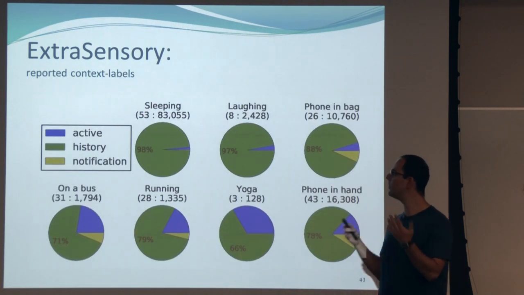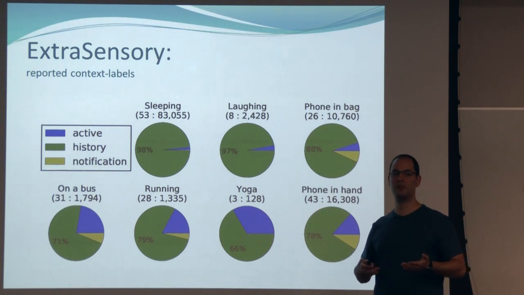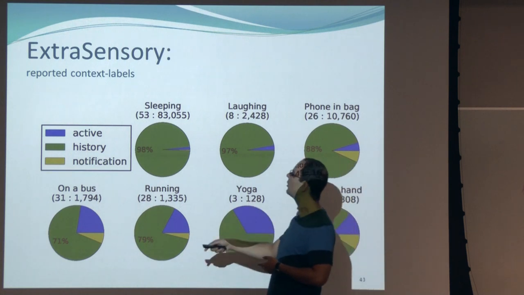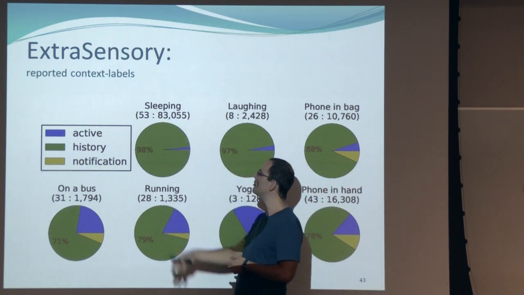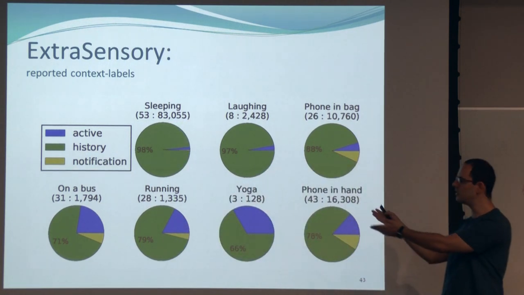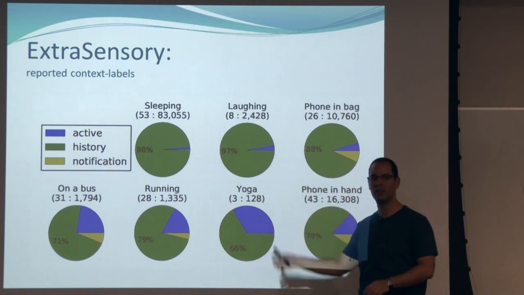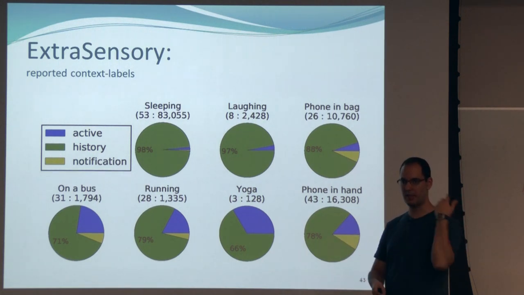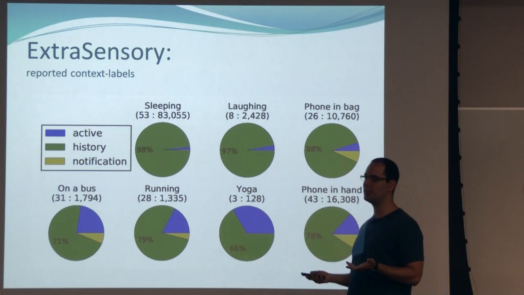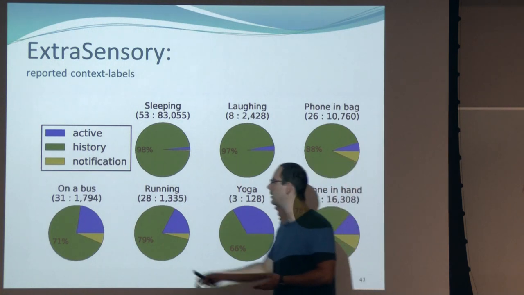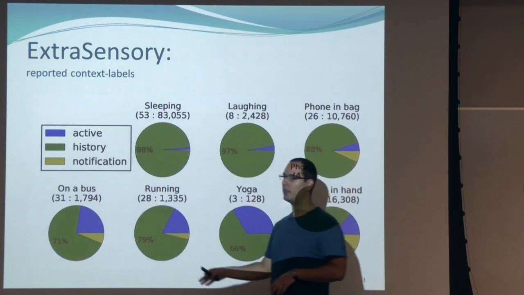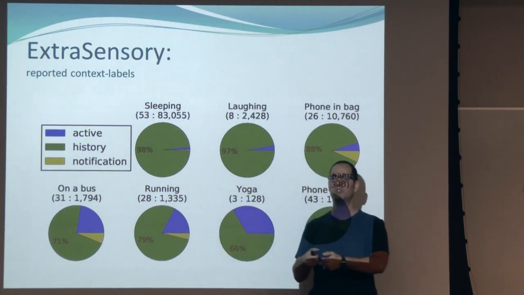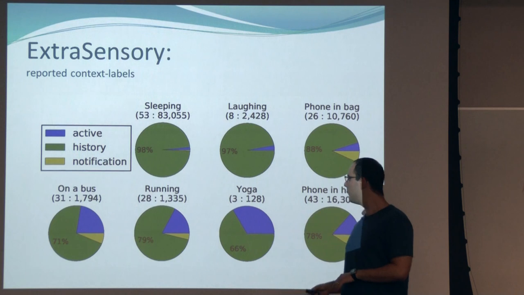So using these different mechanisms, we were able to support different contextual situations, like sleeping. 53 people reported sleeping for more than 80,000 minutes. And obviously, most of these minutes were reported using the history. The person would first sleep, and then in the morning, they would report that they slept the past few hours. But other activities that are more pre-planned, like getting on a bus or running, the users utilized more the active feedback, so they could report, I'm about to be running for 20 minutes.